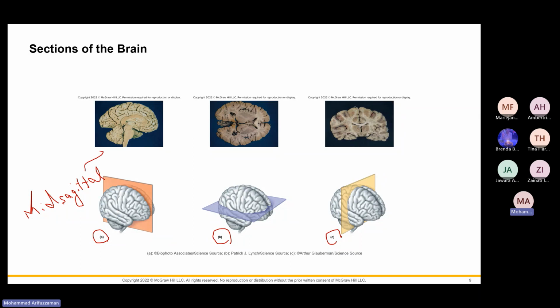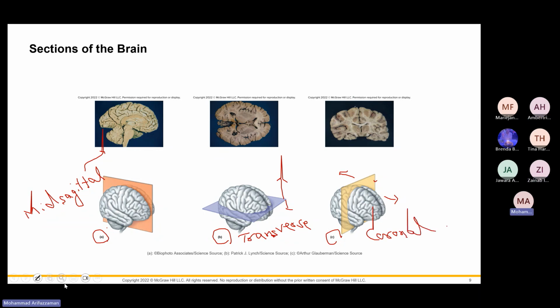You can see the mid-sagittal. Number B, you can see, divides the brain above and below. Transverse. Yes, transverse. And can you identify this one? Dividing anterior and posterior. Yes, coronal. So this is coronal.